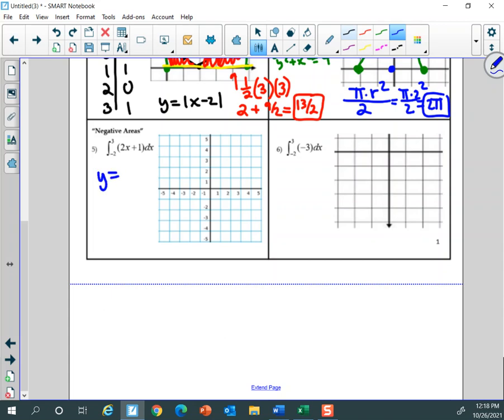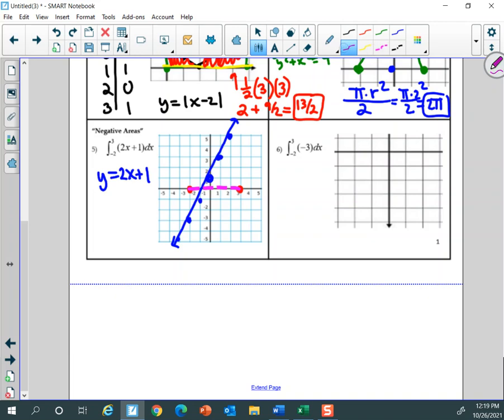We're going to look at the function y equals 2x plus 1. So it goes to the y-axis at 1 with a slope of 2, so up 2 over 1, down 2 over 1. So here is the line. And the area boundaries: my left boundary is -2, my right boundary is 3. Here is my x-axis.